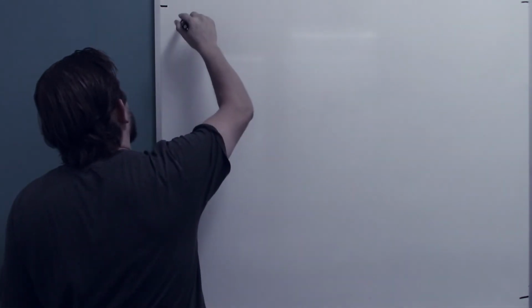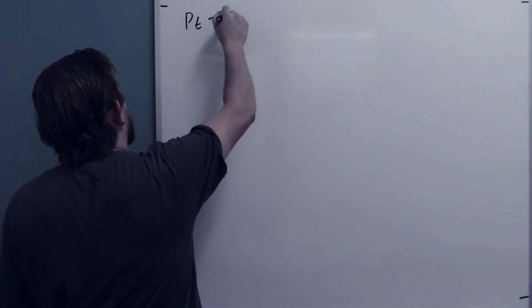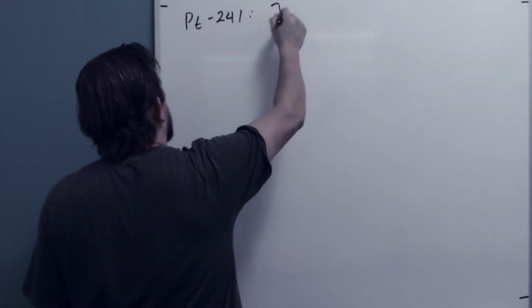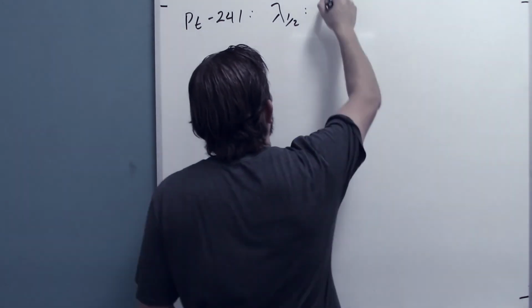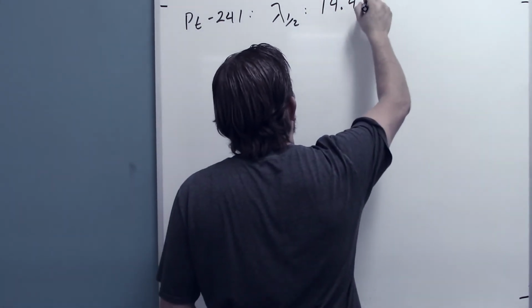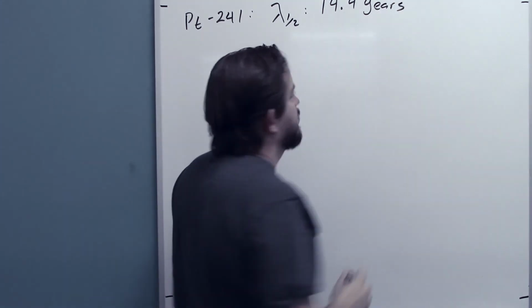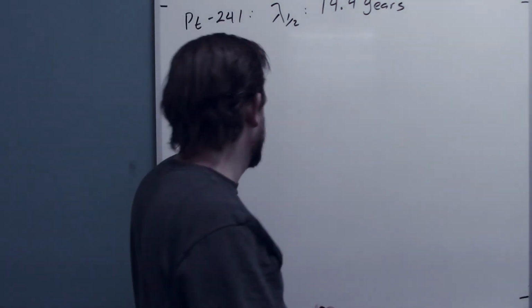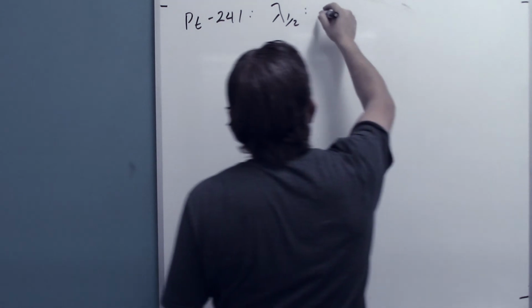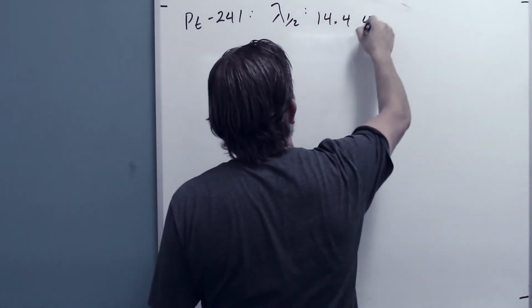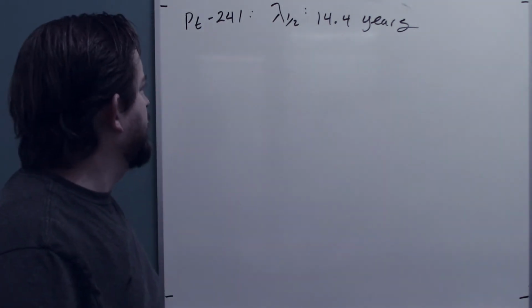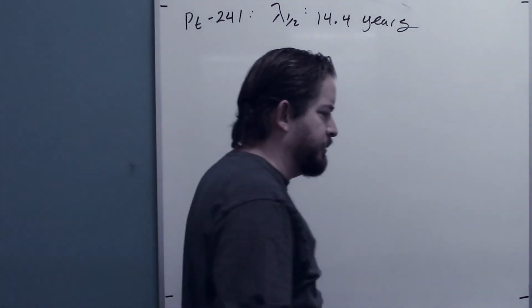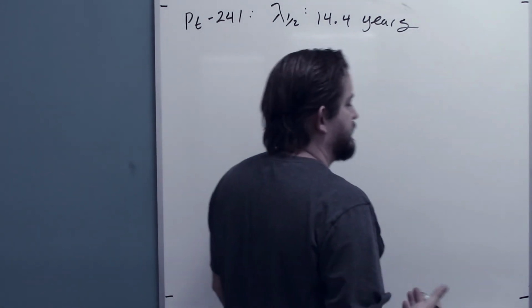So it says we have plutonium-241, which has a half-life of 14.4 years. Am I writing above my screen? Yep, a little bit. Okay, better. And we want to find the approximate time required for a sample to decay to 10%.